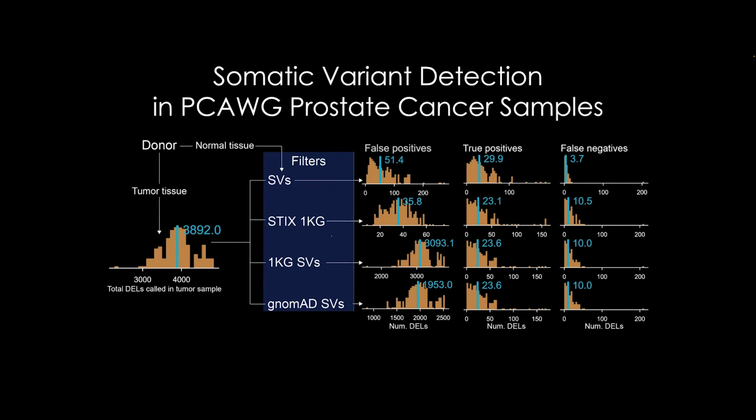Now there's something interesting going on with false negatives. All 3 population filters have, on average, 7 more false negatives. That is, there are 7 variants that are in the population and in the PCAWG call set.